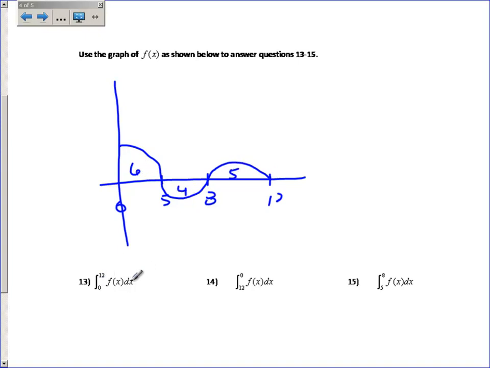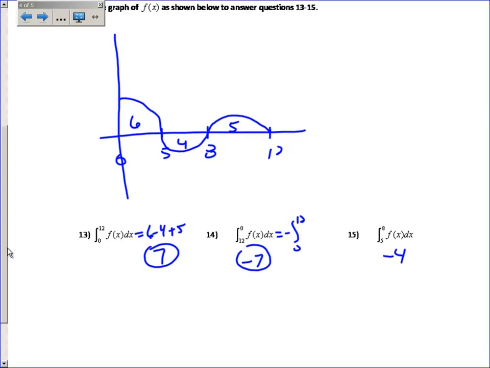The integral from 0 to 12 is going to be 6 minus 4 plus 5, so that's going to be 7. The integral from 12 to 0 is going to be the negative of the integral from 0 to 12, so that's going to be negative 7. And the integral from 5 to 8 is going to be negative 4.